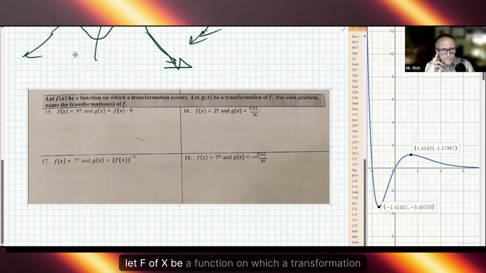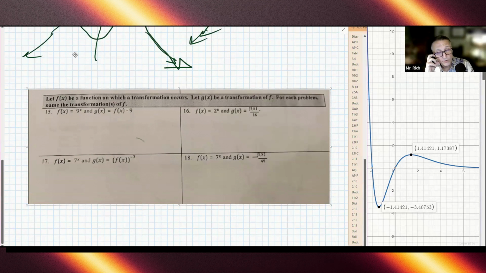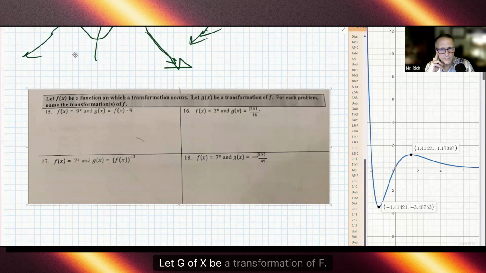Okay, so here is the third question here from Precalc. It says, let f of x be a function on which a transformation occurs. Let g of x be a transformation of f. For each problem, name the transformation of f. Okay, so what are they wanting us to do here?